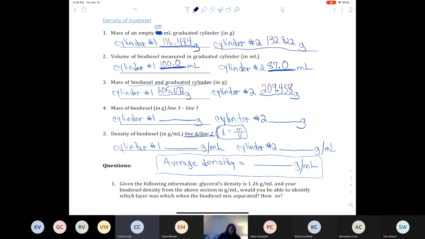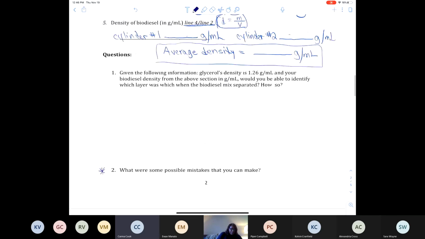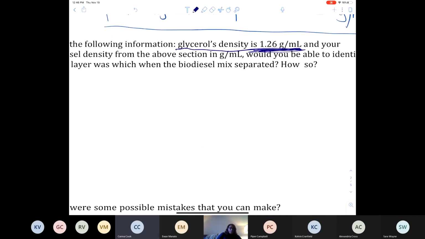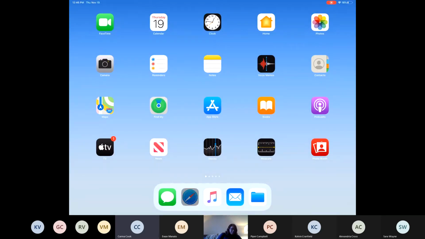So when I ask, does our answer make sense? Look at glycerol's density. That's from the literature. Glycerol has a density of 1.26 grams per milliliter. Purified water has a density of 1.00 grams per milliliter. So glycerol is heavier than water. And based on Sarah and Ewan's calculation for the density of biodiesel, glycerol is also a whole lot more dense than our biodiesel. So therefore, it should make sense.